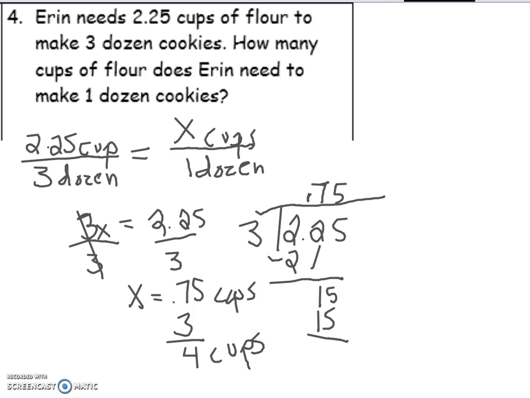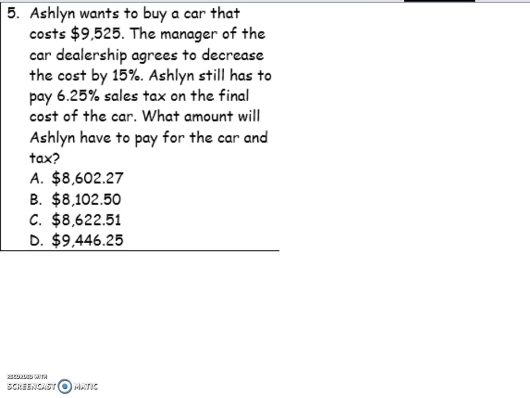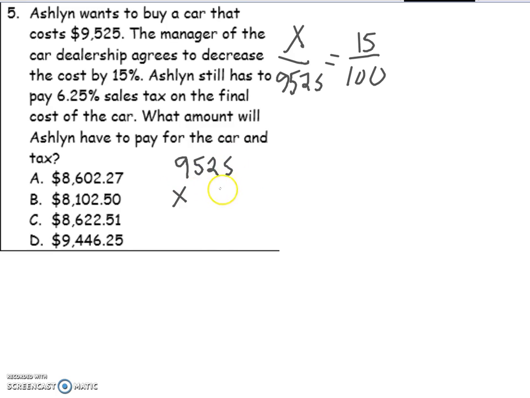Okay, question number 5. It says Ashley wants to buy a car that costs $9,525. The manager of the car dealership agrees to decrease the cost by 15%. All right, so we can do a proportion of X over 9,525 equals 15 over 100. We're going to do the cross product rule. And we're going to multiply by 15.